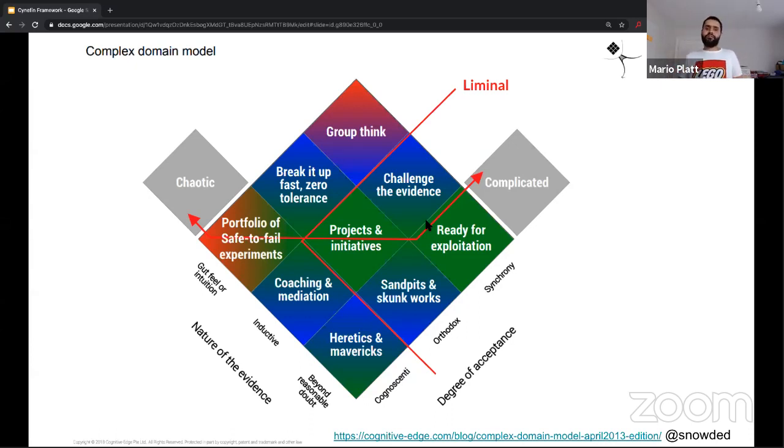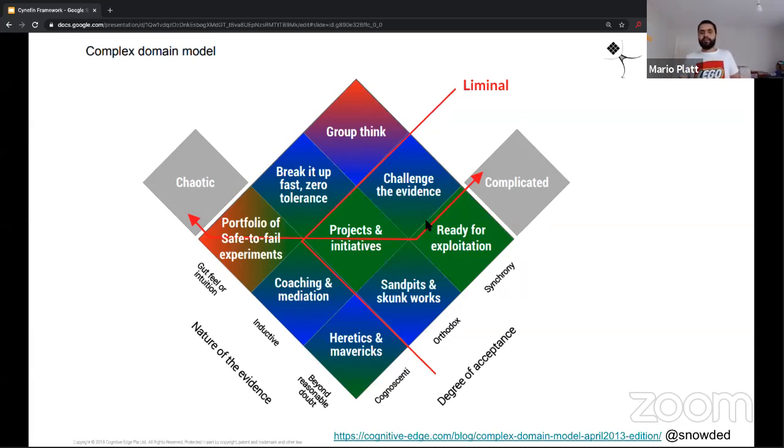On the nature of evidence, it can be beyond reasonable doubt, in that it's been proven and should soon be ready to move to complicated. It's inductive, meaning there are several cases in which it works and you can prove it. And finally, it's gut feel, in that no one really knows. It may look and sound coherent, but it's too early to tell for sure.